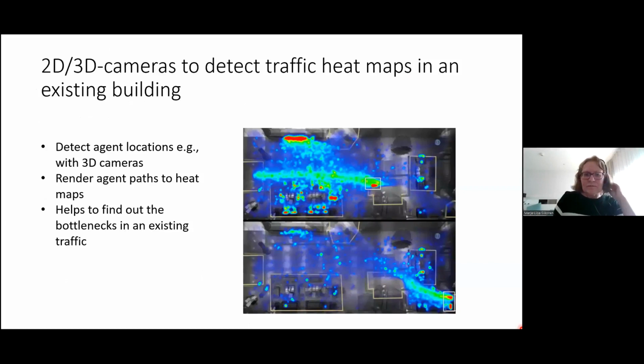This example shows that we can detect heat maps in a real building, so that if we, for instance, use 3D cameras, they can see the locations of the agents, and then when they move in the building, the agent paths can be rendered into heat maps like this, and we can see where the bottlenecks in a real, existing building are.